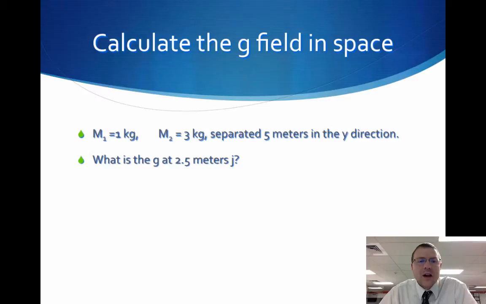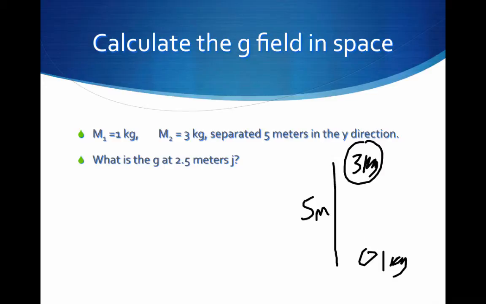So let's try this. We've got two masses, 1 and 3 kilograms. They're separated by a 5 meter distance. The question is, what is the gravitational field strength at the 2.5 meter mark, in the j direction, since these masses are up and down? So let's draw the scenario. Here's our scenario: a 1 kilogram mass and a 3 kilogram mass, 5 meters apart from each other. I want to know the gravitational field strength right at this moment.